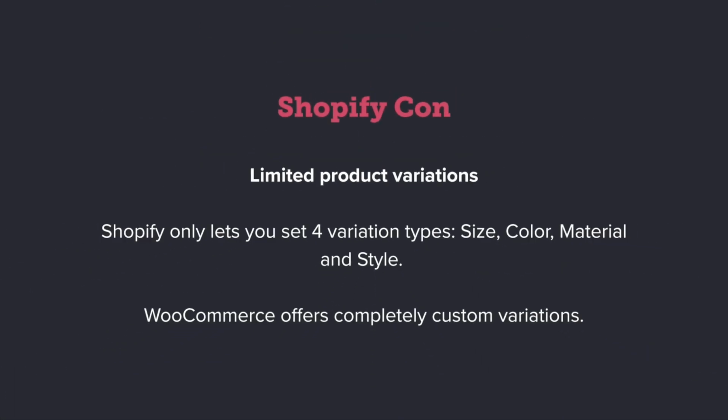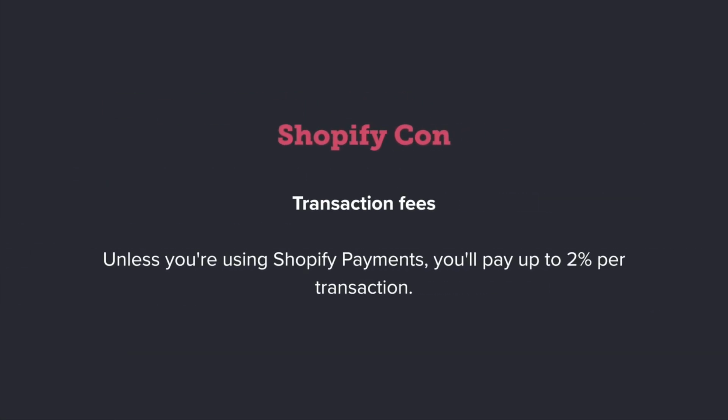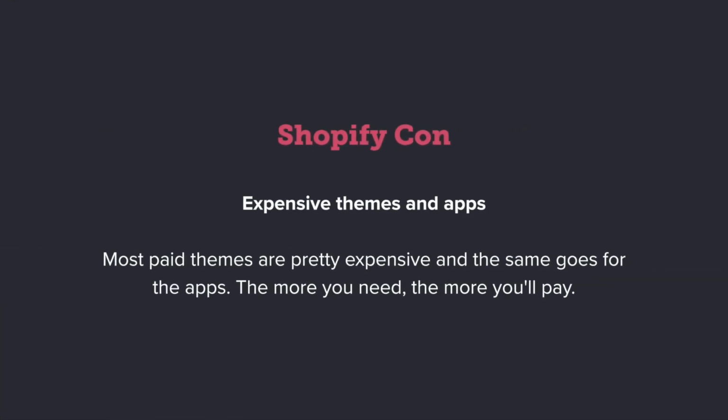Now let's take a look at the cons for Shopify. Limited product variations. Shopify only lets you set 4 variation types: size, color, material, and style. WooCommerce, on the other hand, offers completely custom variations. Transaction fees. Unless you're using Shopify Payments, you'll pay up to 2% per transaction. Expensive themes and apps. Most paid themes are actually pretty expensive, and the same goes for the apps. The more you need, the more you'll pay.